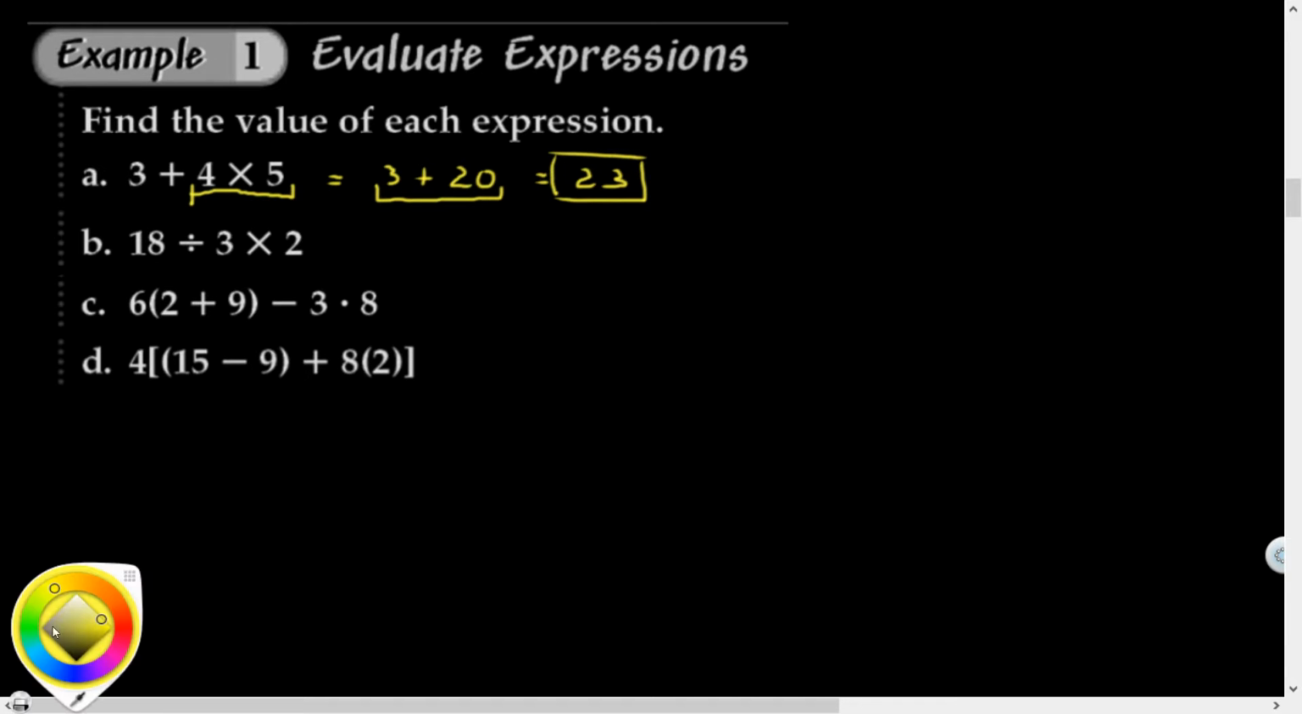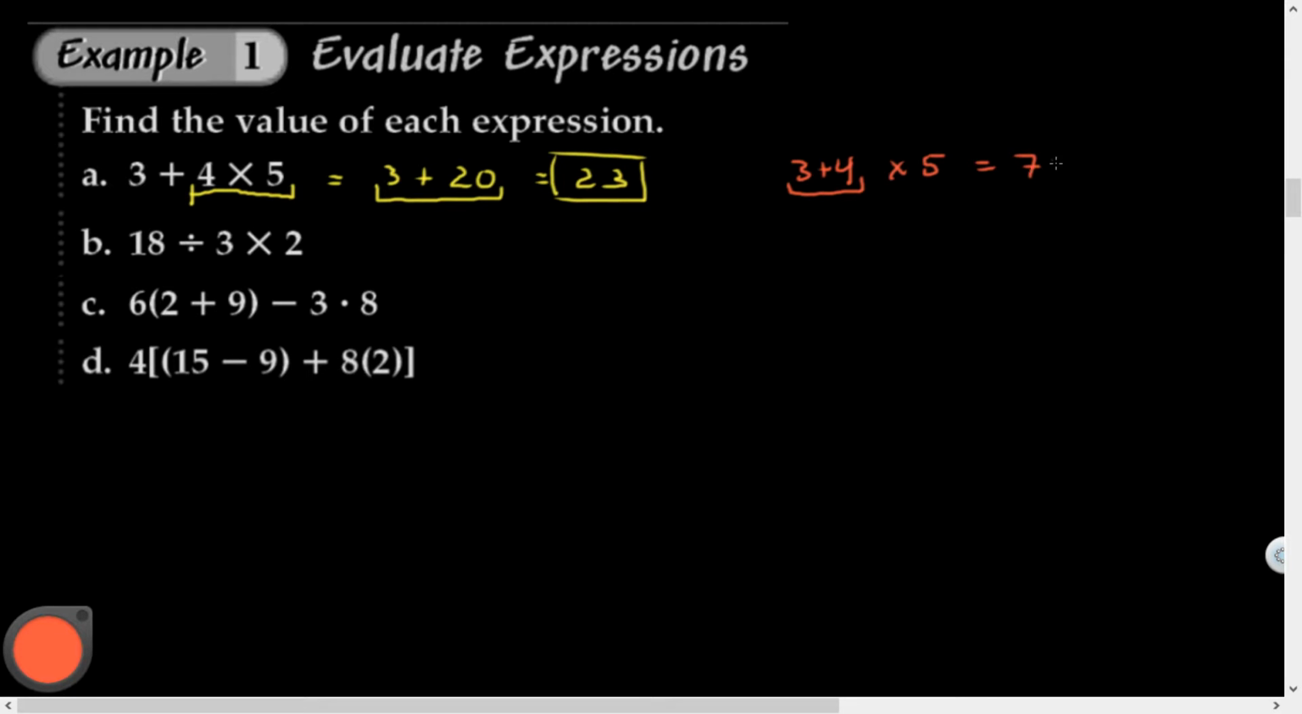Now, just to point out, because I think it's worth seeing, if I did 3 plus 4 first, so this is the wrong way. If I did 3 plus 4 first, what do I get? I get 7 times 5, and 7 times 5 is 35. So notice the order matters. If we're going to use math as a language, we have to make sure we're doing it the correct way, in the same way as each other. So the order did matter here, and 23 was the right answer.